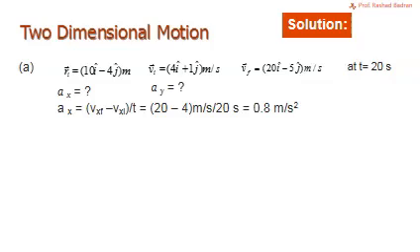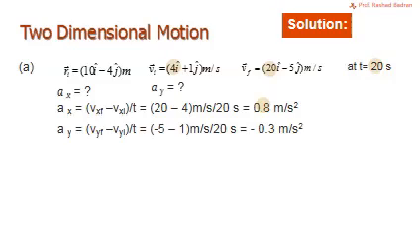To find the component along the x-axis, which is nothing more than Vx final minus Vx initial, divided by t, this is the first equation. What is Vx final? Vx final is this, and V initial is that. So by inserting 20 minus 4 meters per second and dividing that by the time of 20, we get 0.8 meters per second squared for the component of acceleration along the x-axis.